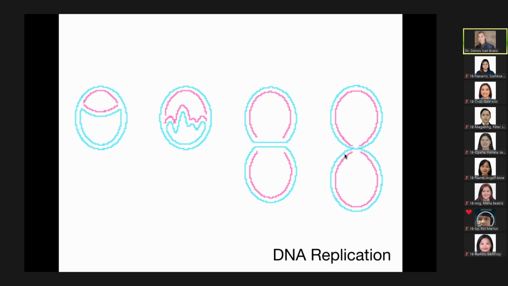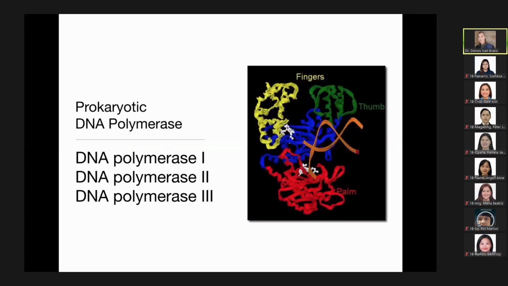So those two replication forks are going to meet at each other because it's bidirectional and it's a closed circular DNA. When they do meet at each other at the other end, that's the end for replication. Termination yon. The result is that we now have two identical closed circular DNA. Replication successful. Now let's discuss the enzymes involved in replication in prokaryotes.